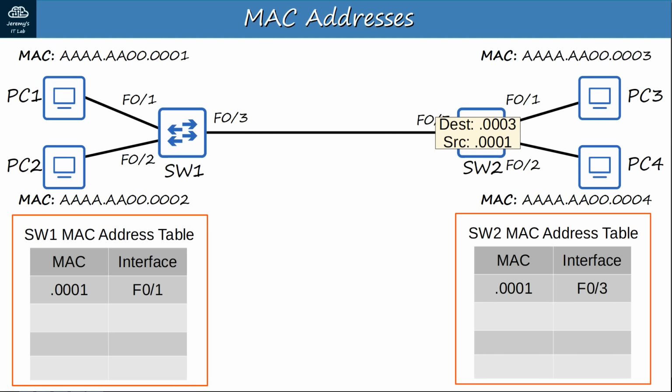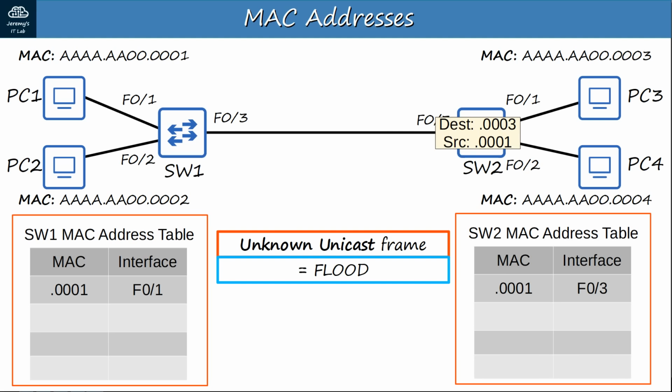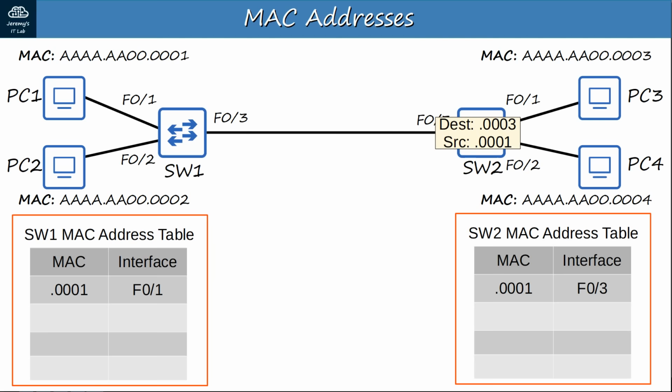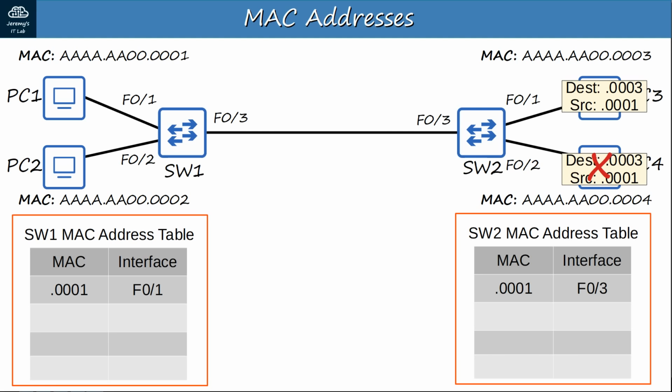Now, Switch 2 received a unicast frame. That is a frame destined for a single device. But it doesn't know how to reach that device, because it's not in its MAC address table. One last time, what is this kind of frame called? It's an unknown unicast frame. And what does the switch do with it? It floods it out all interfaces, except the one it was received on. So, which interfaces will it send the frame out of? Well, it received the frame on F03, so it won't be flooded out of that interface, but it will be sent out of all other interfaces, F01 and F02 in this case. PC4 drops the frame because the destination MAC address doesn't match its own. PC3, however, receives the frame, as the destination MAC address matches its own MAC address.